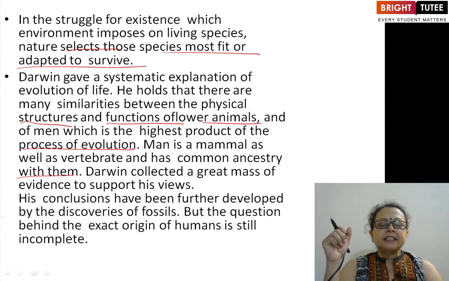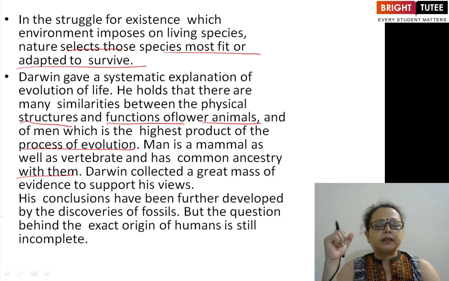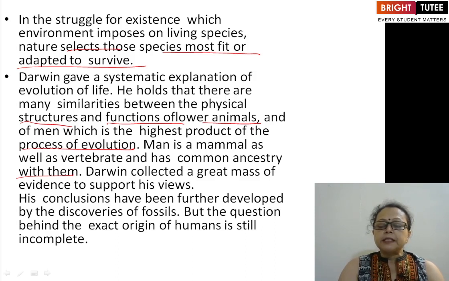Children, you already studied this in standard 9 and 10 science, in the biology portion. The same thing has been repeatedly written here about adaptation, about the origin, about the genes and species of the human being. So it says that there are similarities between the physical structure and functions of lower animals and of men, which is the highest product of the process of evolution. Man is a mammal as well as a vertebrate and has common ancestry with them. Our ancestors, our forefathers, were the same.